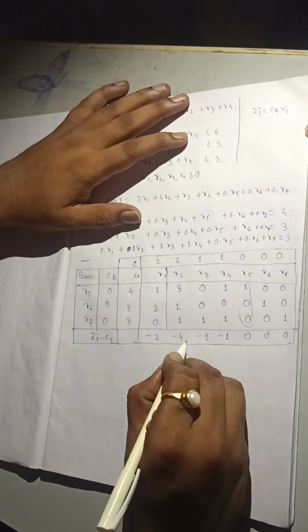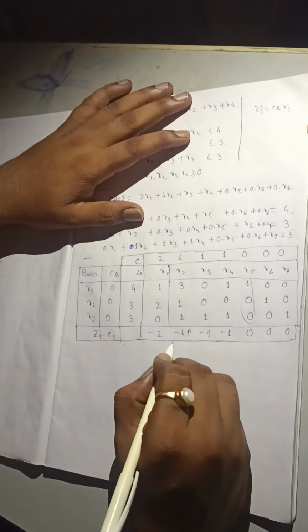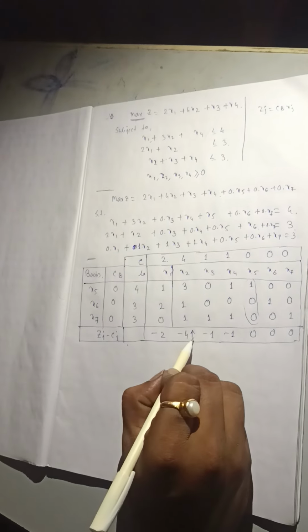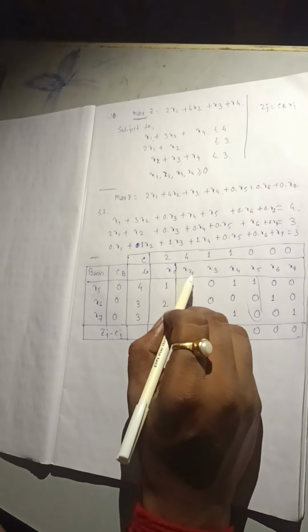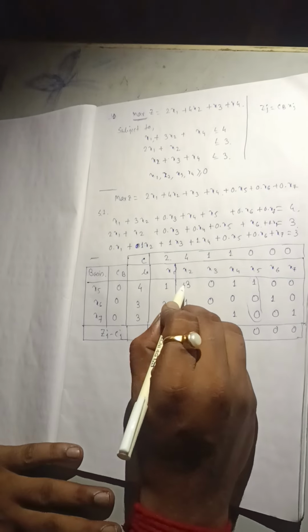So now from here, first of all, you have to find out the minimum of all these zj minus cj. To find out the minimum of all these zj minus cj, we can see that minus 4 is the minimum. So from here, we can understand that corresponding to the minus 4, the variable is x2. So x2 will enter into the system. So x2 will enter into the basis, right?